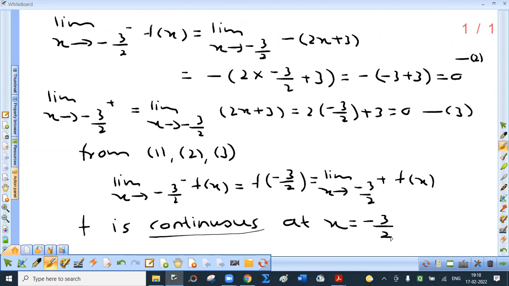I hope you have written in the top margin for the previous sum that step function is discontinuous at integral values. If you haven't written, please write in the top margin for the previous sum. So this is about sum number 4. That's it for today.